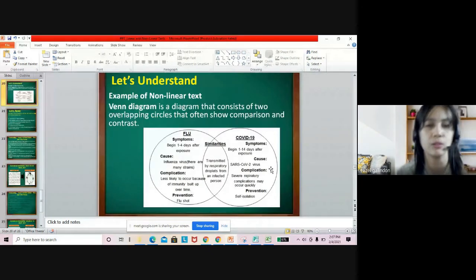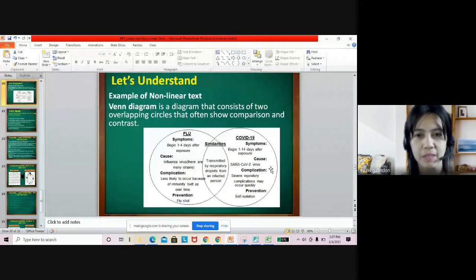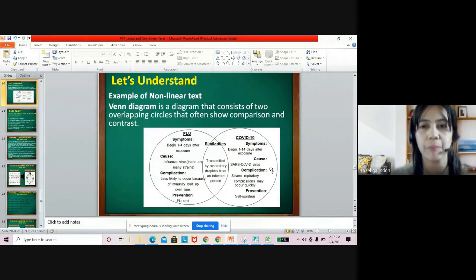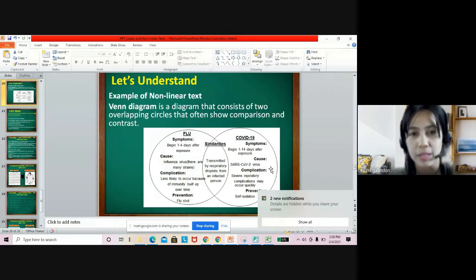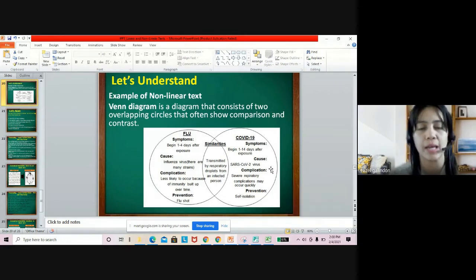And another one is the Venn diagram. A Venn diagram is a diagram that consists of two overlapping circles that often show comparison and contrast. So we use this Venn diagram to show the differences and the similarities of two items or two elements.